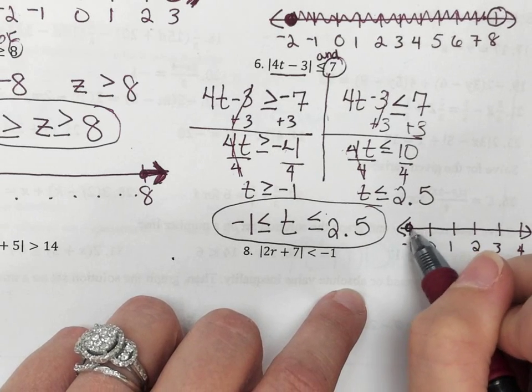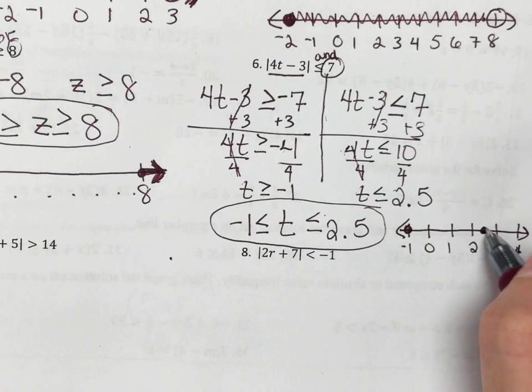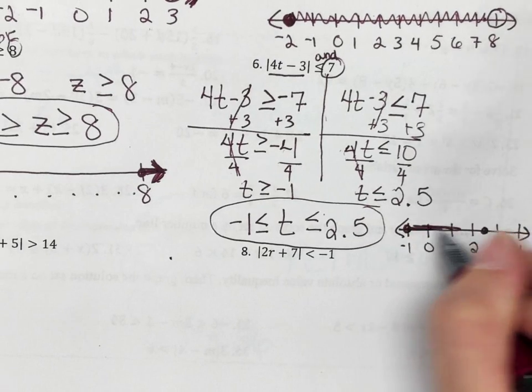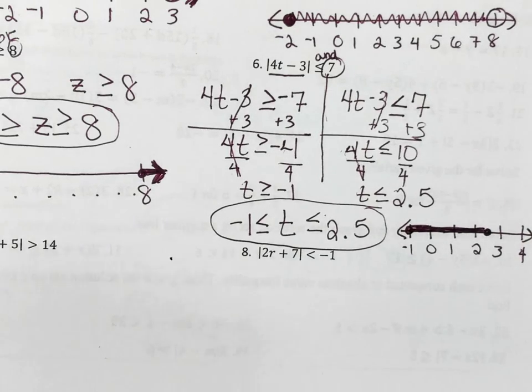Alright, so -1 gets a closed circle. What about 2.5? Where's 2.5 at? Between 2 and 3. There you go. And it gets a closed circle too. And problem, shade together. Sound good?